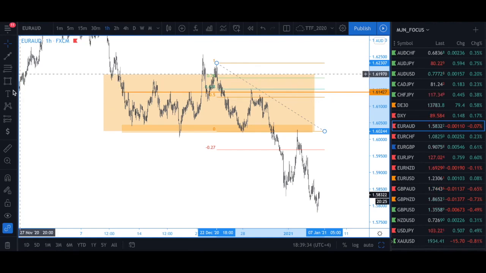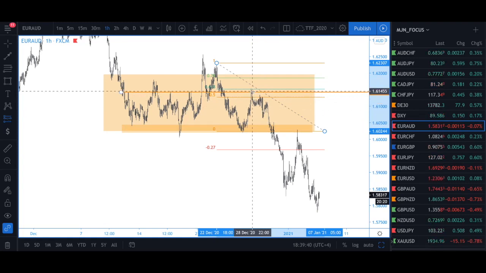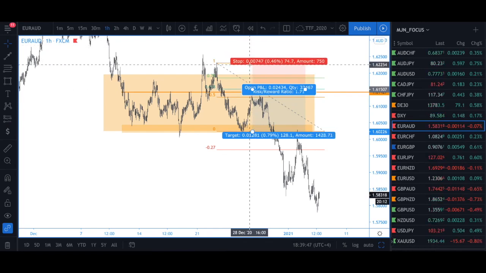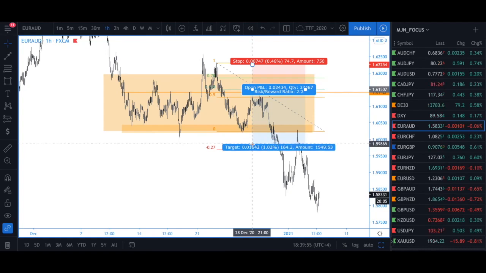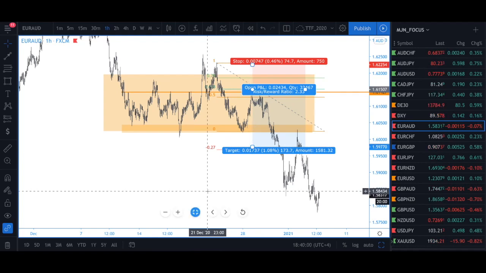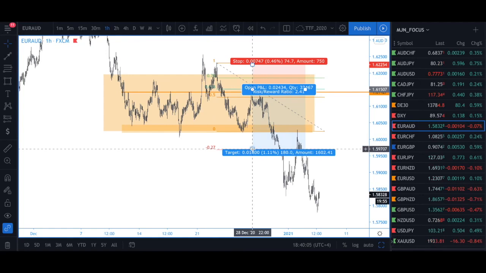So their entry could be around this region over here, with the stops going again above the high of the range. And the TP level, when you use the fib, you can use the minus 0.27 level as the next swing point for you to set your TP level at. So again, this will translate to a risk reward ratio of at least 2.4, which again would be a sensible trade to take.